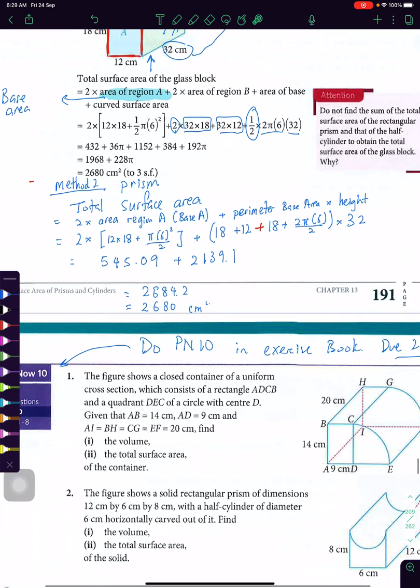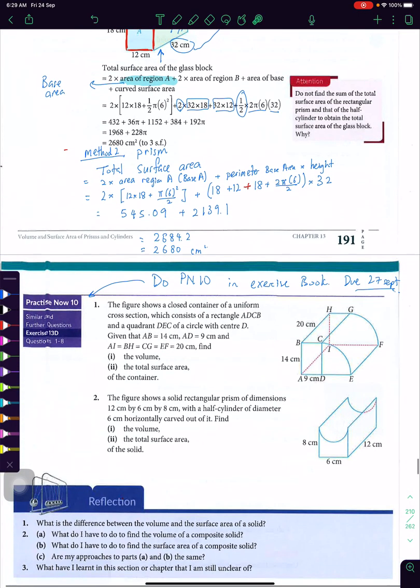Okay, so now homework part 2 will be to do practice now 10 in your exercise book that is due on 27th of September as well, the coming Monday. So do question 1 as well as question 2. Now question 2 is a bit different because question 2 requires you to take a shape minus another shape. So I let you try first, and then we go through on Monday.